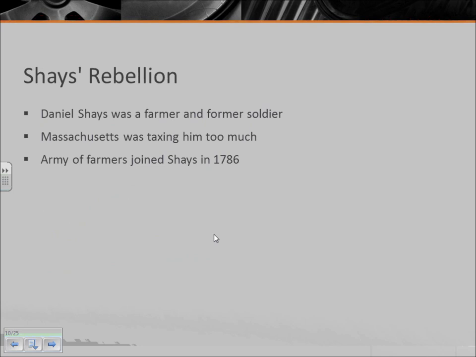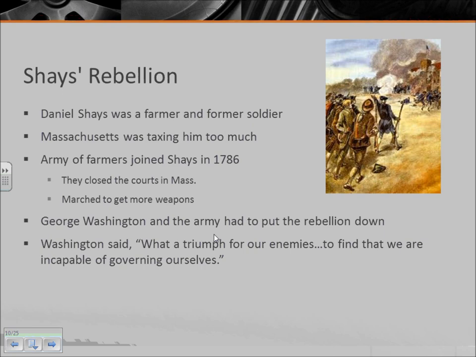And then Shays' Rebellion happens, and it really solidifies all of America's fears about this shaky government that they're experiencing. Daniel Shays is the guy that leads the revolt. He's a farmer, a former soldier. At the time, Massachusetts is taxing him and other farmers way, way too much, and they're already in debt because of taxes. They're trying to get some tax relief, but the Massachusetts government won't give it to them. So what do they do? Well, eventually they revolt.